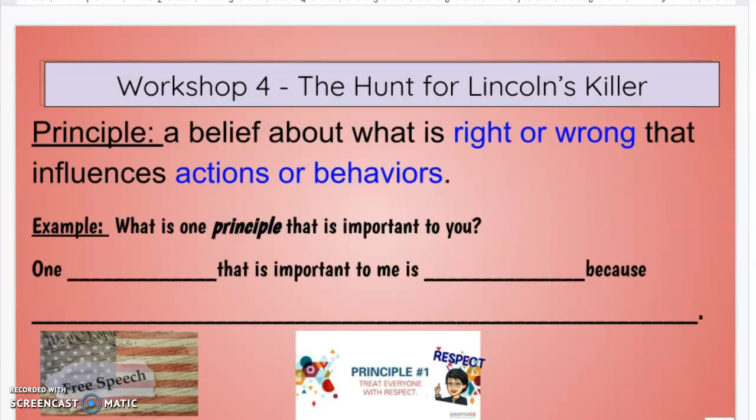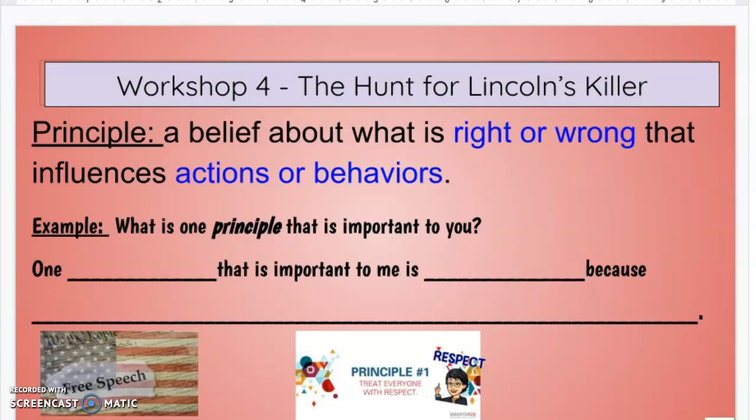Our next word is principle. Now, principle is a belief about what is right or wrong that influences actions or behaviors. Now, this is not the same as like the principal, Mr. Wayne or Mr. Green. You'll notice the last three letters of the word principle in this case is about a belief. The principal, like Mr. Wayne or Mr. Green, would be the spelling P-A-L. So not to get those confused.